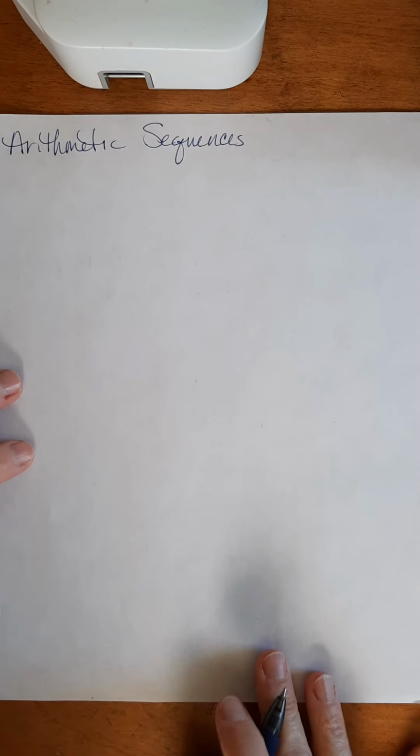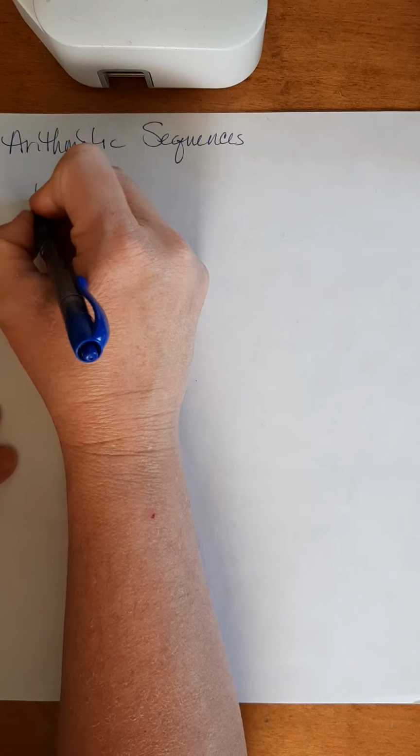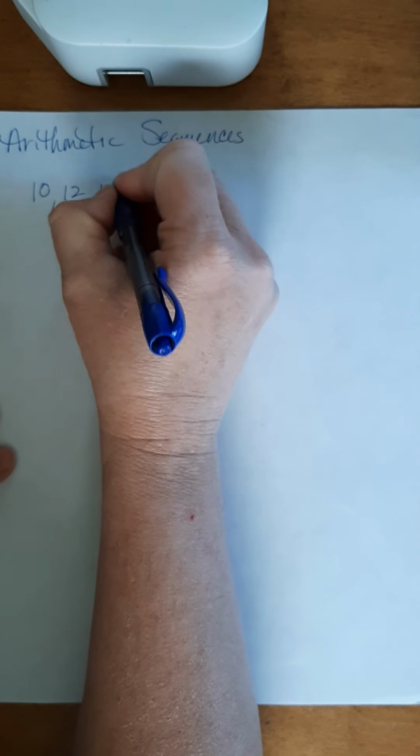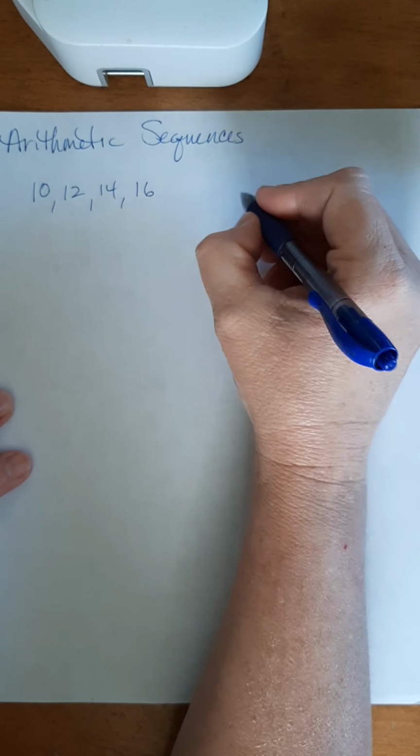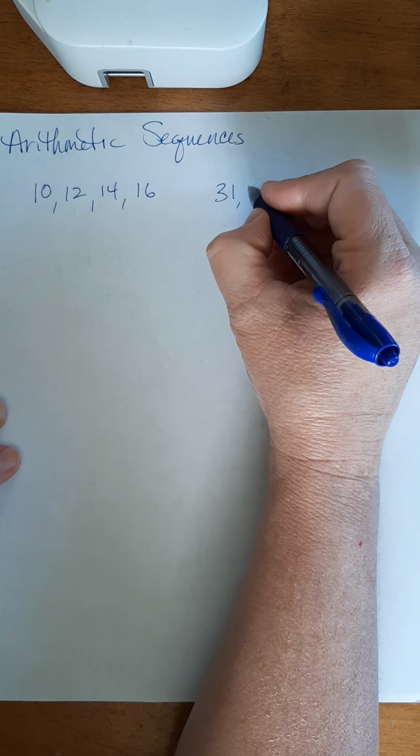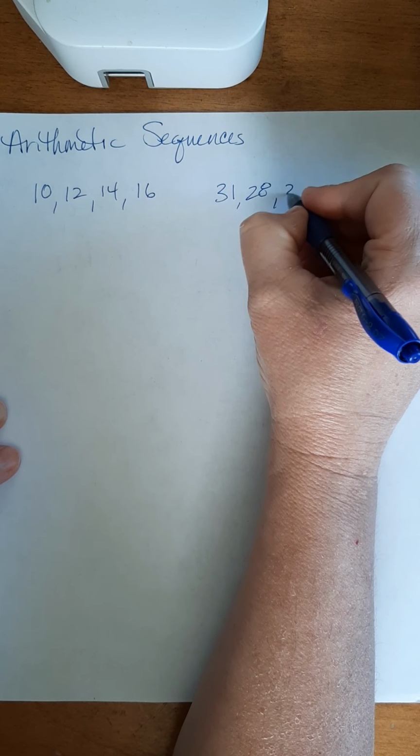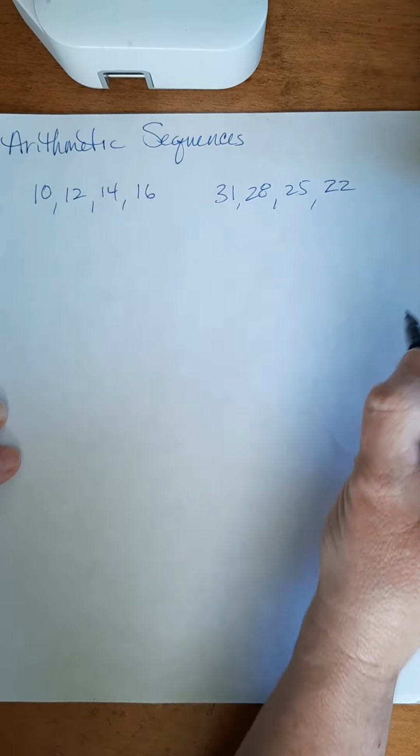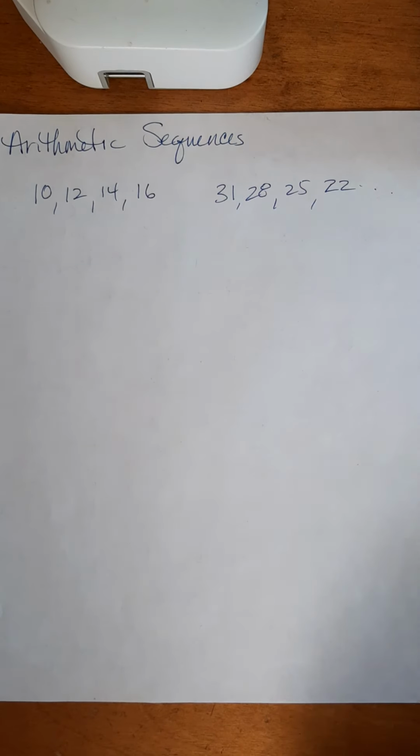Arithmetic sequences. Now we know that arithmetic sequences is just a matter of adding the same number every time. Like if I had 10 plus 2 plus 2 plus 2. Or if I did like 31, then if I subtracted 3, 28, 25, 22. And all that's fine and dandy if I'm only looking to find the first few terms.